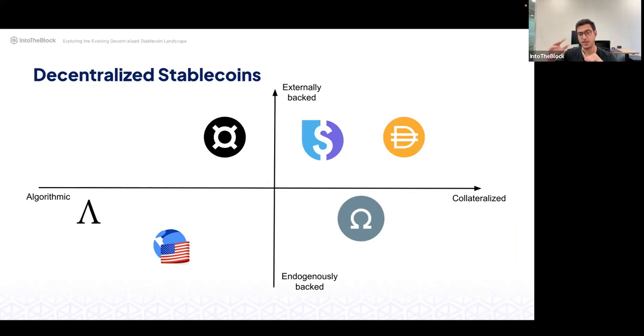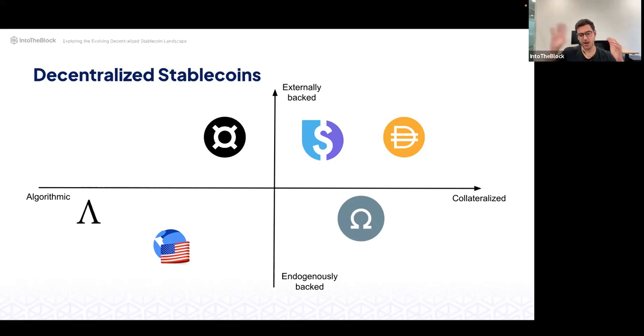MakerDAO launched DAI initially in December 2017. It, of course, is the largest and first in the space. And I would classify the other stablecoins on the whole decentralized stablecoin landscape within this axis. So essentially, it's either fully collateralized or fully algorithmic, and it's either externally backed or endogenously backed, which essentially means it's backed by itself.